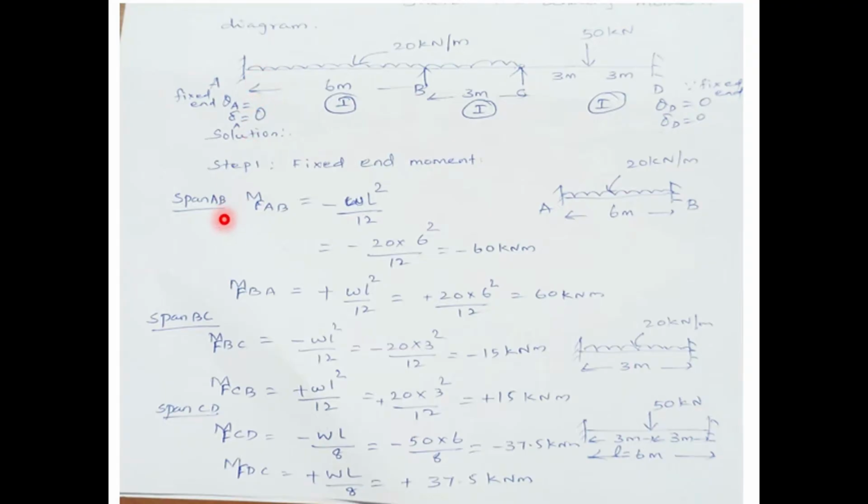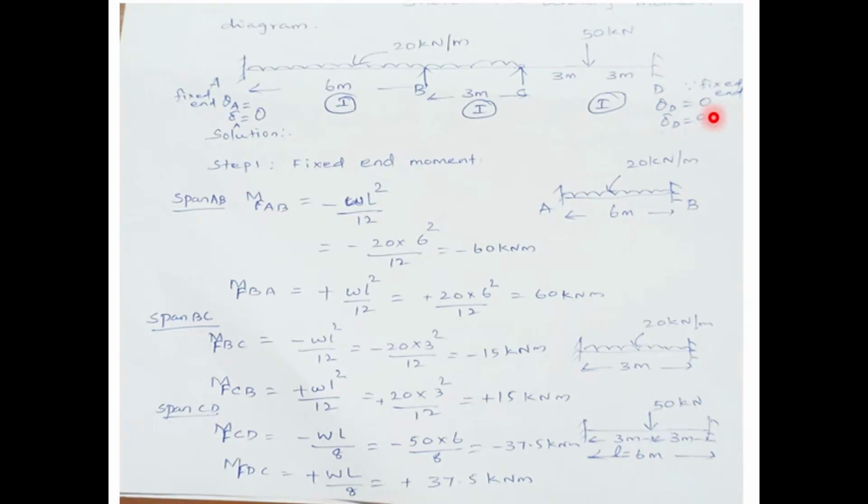Before that, here the support A and support D are fixed. Right? Support A and D are fixed. At fixed support, slope value and deflection value is 0. Okay, at fixed support, slope and deflection 0. Therefore, theta A is equal to 0. Similarly, D also fixed. Therefore, theta D is also equal to 0.